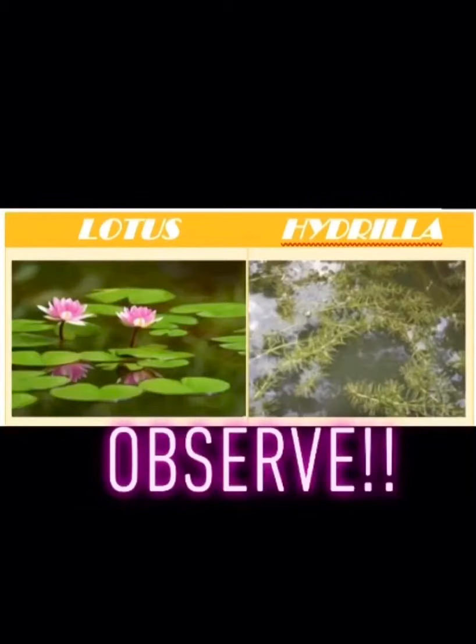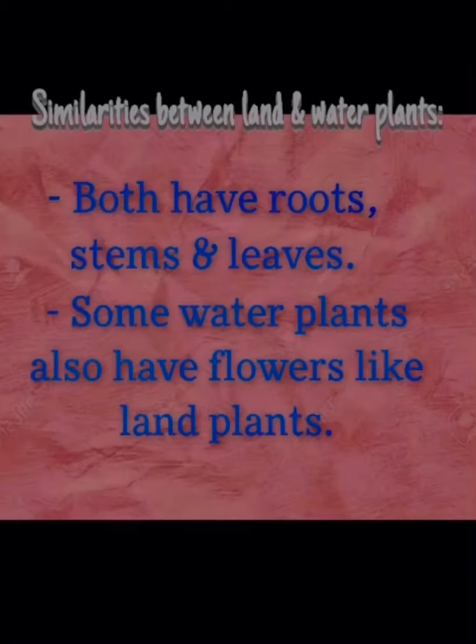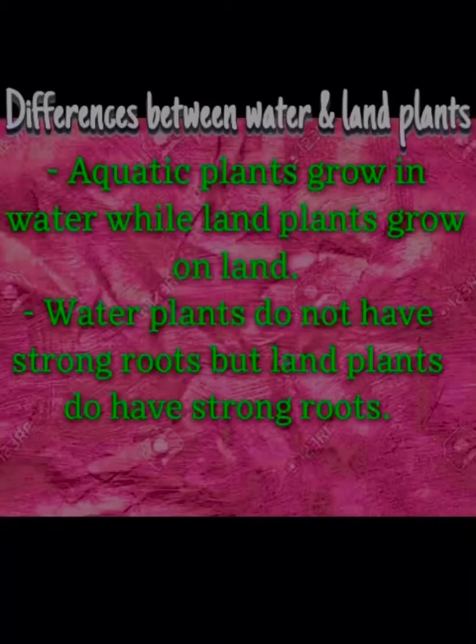Now children, observe these two pictures and think of how these water plants are different from land plants and how they are similar to land plants. So these are the similarities between land and water plants. They have roots, stems, leaves, and water plants also have flowers sometimes, like land plants. The difference between the two is that aquatic plants grow in water while land plants grow on land. Water plants do not have strong roots but land plants do.